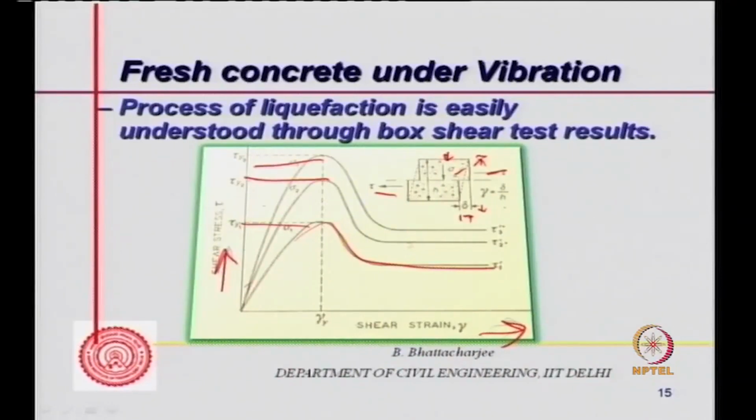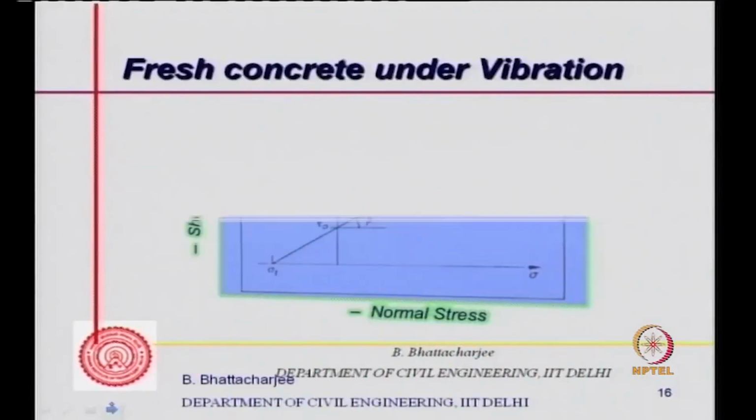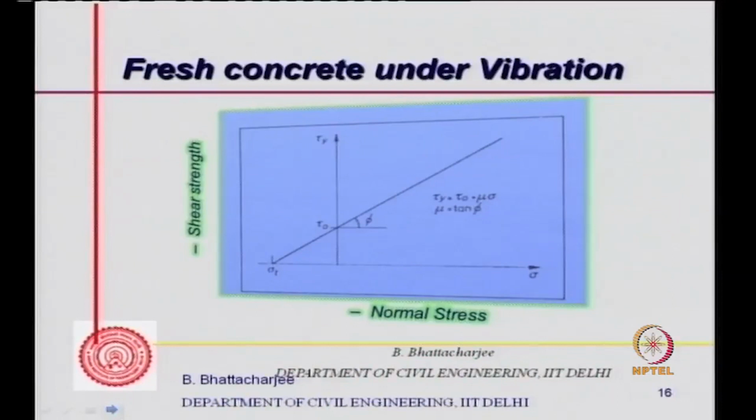So as you increase the normal force, the yield shear stress actually increases. Higher normal force, yield shear stress increases. For concrete, people have done box shear tests, and this is the kind of behavior one would normally see. And like soil, you can plot a shear stress versus normal stress curve, where this is the normal stress and this is the shear stress, and it can be related linearly.